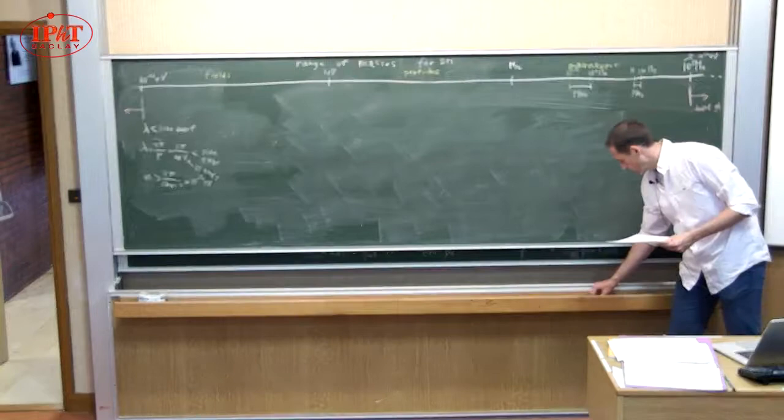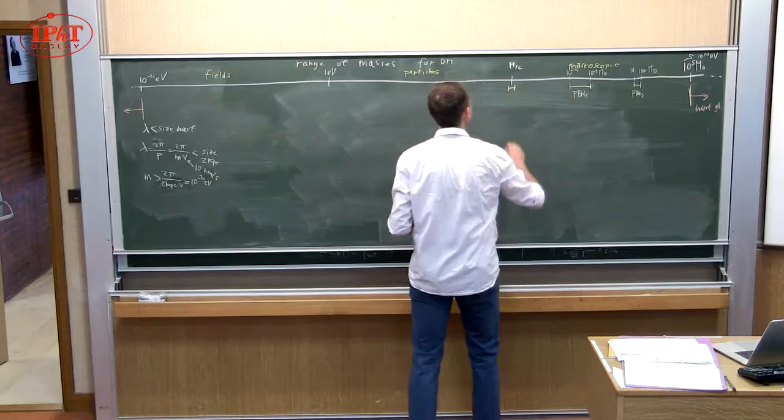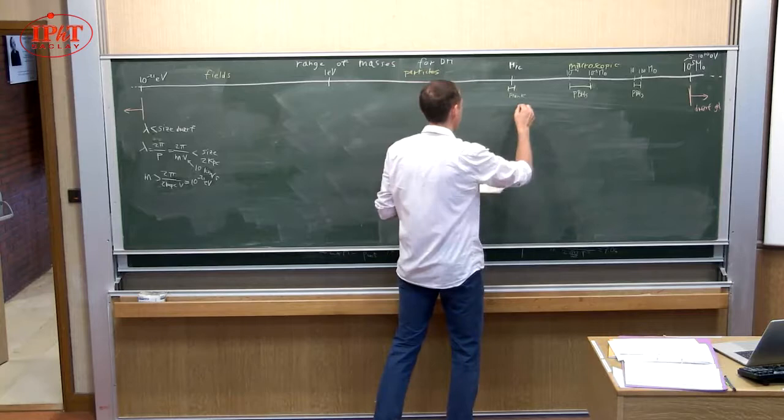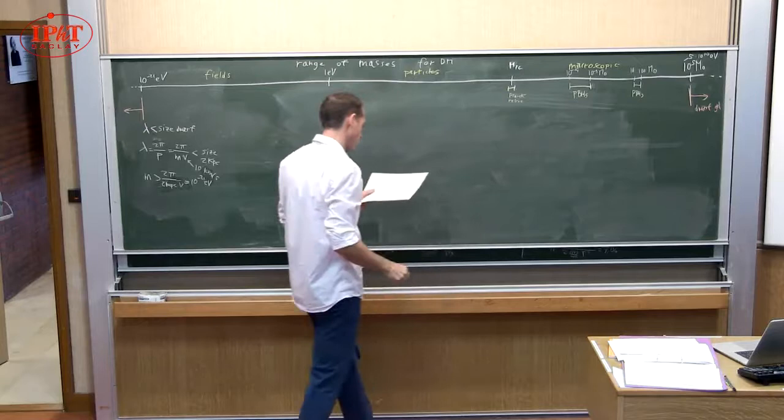So there are other candidates that I can put on. There are Planck relics, so as a result of the evaporation of primordial black holes, they could end up being a large population of so-called Planck relics that I didn't discuss so far, but which are a possibility, and would have a mass around the Planck mass, of course.